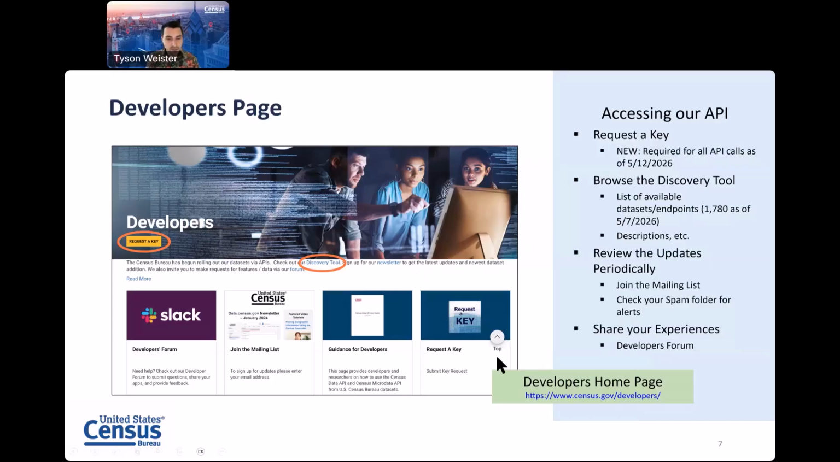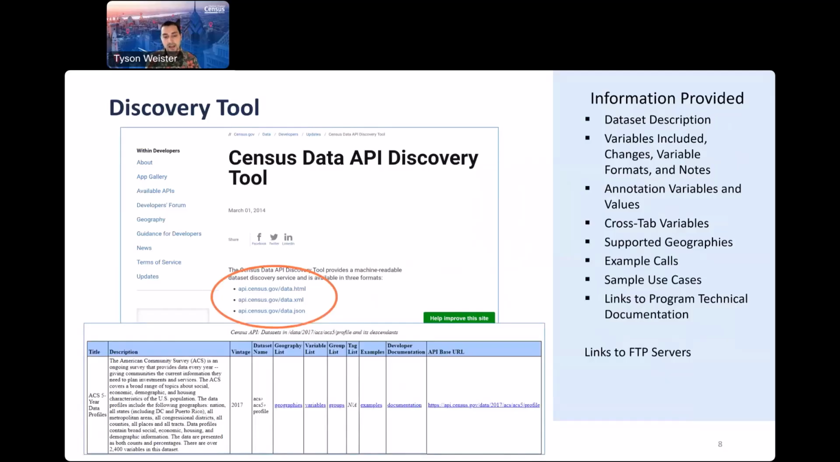So your entry point is census.gov/developers. You need a key, and the discovery tool is what you're going to be looking at to start your data request. The discovery tool is available in different formats, HTML, JSON, and XML. And because we're going to be working in a web browser, we're going to be wanting the HTML version. So that's going to be readable to you on your screen. The machine readable options are those other outputs. And ultimately, what we're going to be looking for when you make a data request is the section of the discovery tool for your data set.